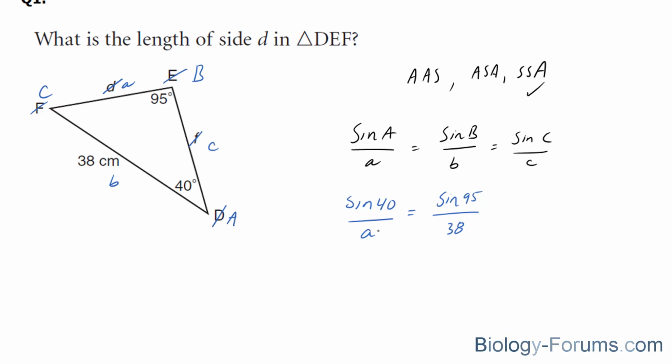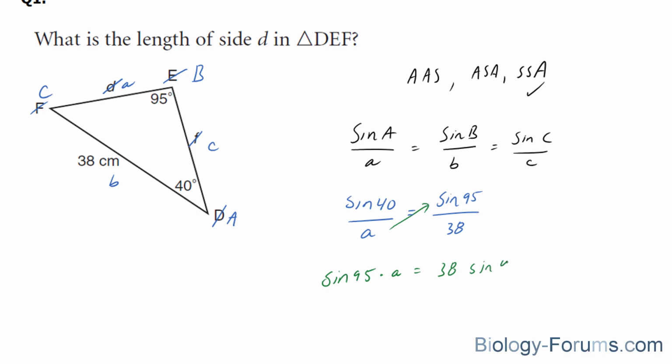Now, to find your missing variable, you have to cross multiply. And for some cases, it's easy, and for some, it's not. So I'll show you how to do it stepwise. The first thing you'll do is start at the bottom left corner. In our case, it's an A. You're going to multiply your A by this number. Sine 95 times A. And this little dot represents multiply. And here we have 38 times sine 40.